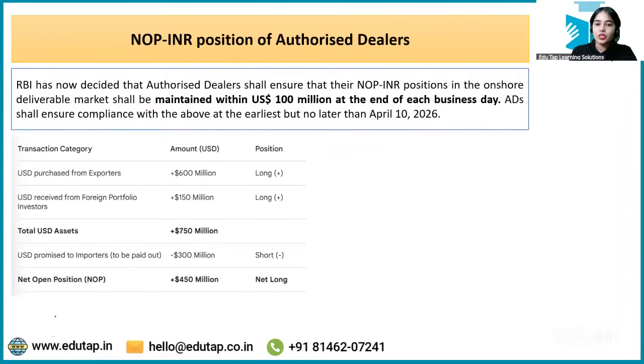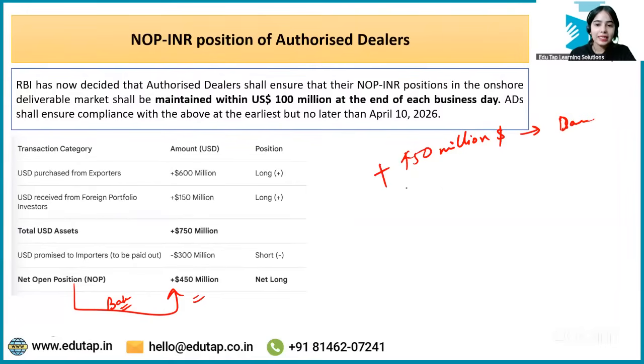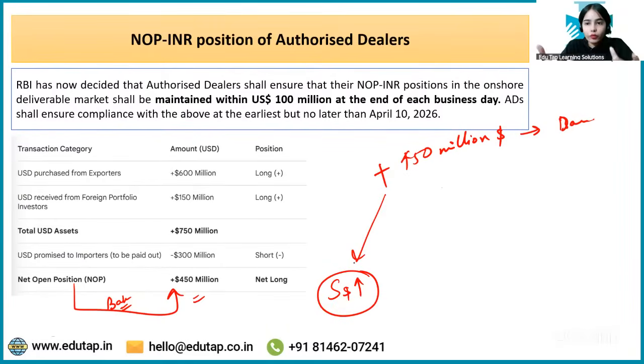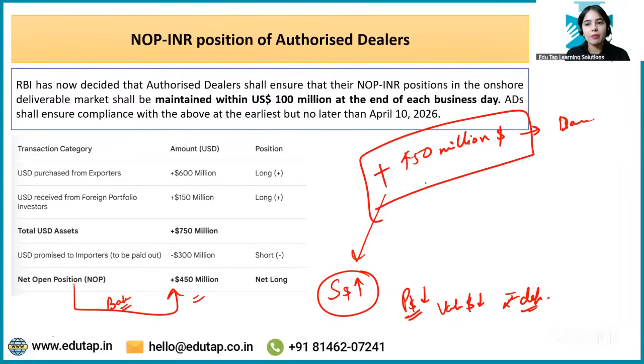Okay. So what is the net open position of the bank? $450 million at the end of the business day. At the end of the day, the bank is holding $450 million. The bank can supply these dollars in the market. If the bank supplies these dollars, the supply of dollars will increase. If there is too much supply of dollars in the market, the price of dollars will decrease, the value of dollars will decrease and the rupee will stop depreciating. So RBI is saying to supply these dollars in the market.